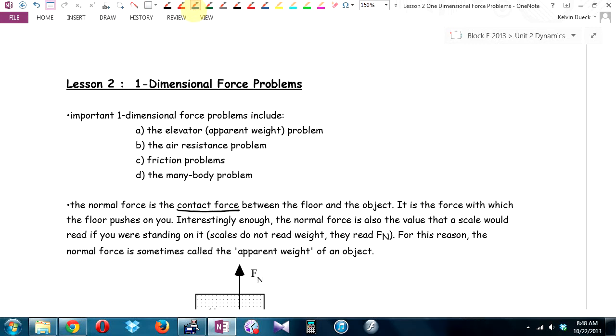So the normal force is the force with which the floor pushes on you. And interestingly enough, the normal force is also the value that a scale would read. Scales do not read weight. They read Fn, the normal force.